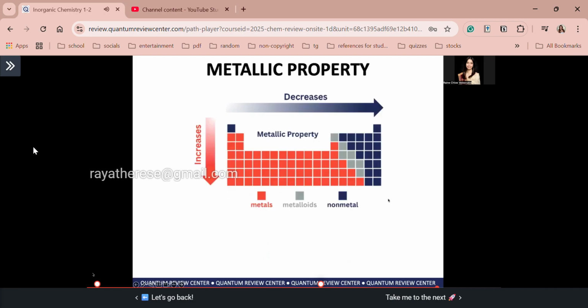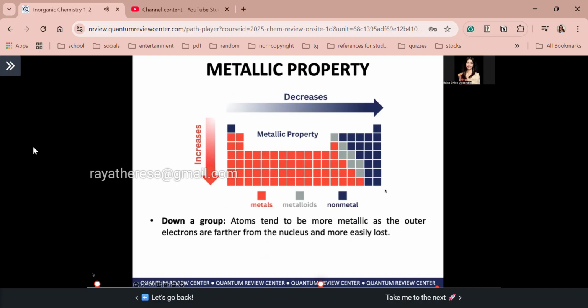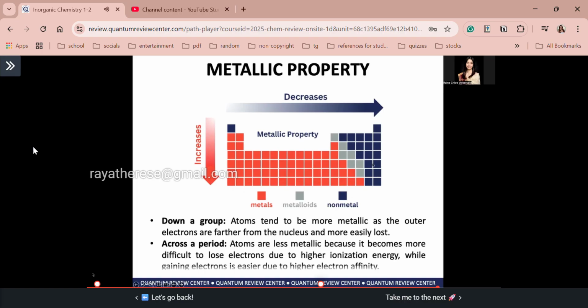The trend is similar to atomic radius. Down a group, metallic property increases because the outer electrons become farther from the nucleus, so it is easier to remove an electron. Across a period, atoms are less metallic because as the effective nuclear charge increases, there is greater attraction between the nucleus and the electrons. Plus, it is harder to lose electrons, and it also becomes easier to gain electrons due to the increasing effective nuclear charge.